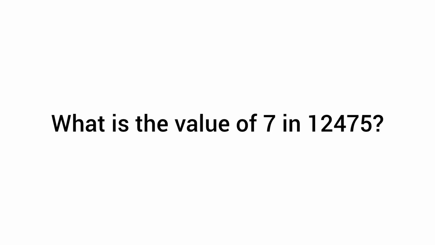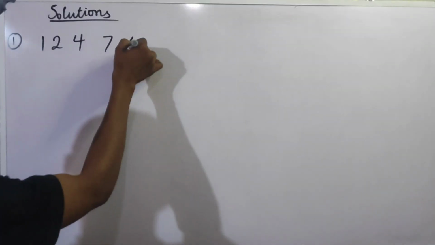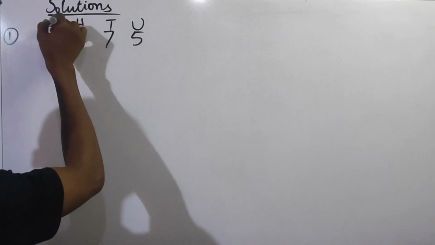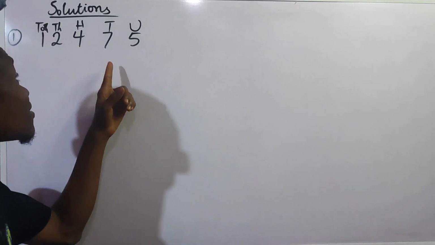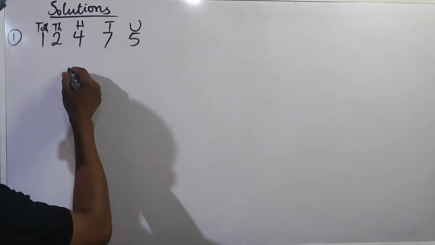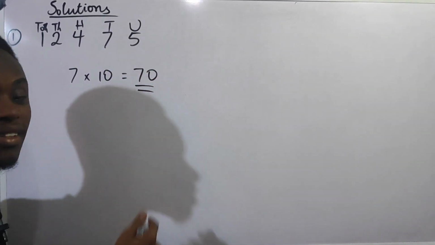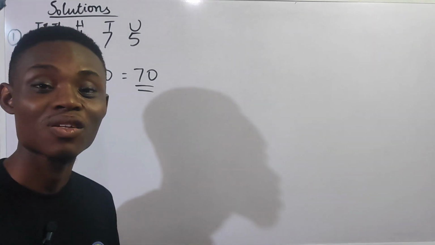Number 1. What is the value of 7 in 12,475? Pause the video and answer. 12,475. Units, tens, hundreds, thousand, tens of thousands. We are looking for the value of 7. 7 is under tens, right? So you do 7 times 10. The answer is 70. Were you able to get that?